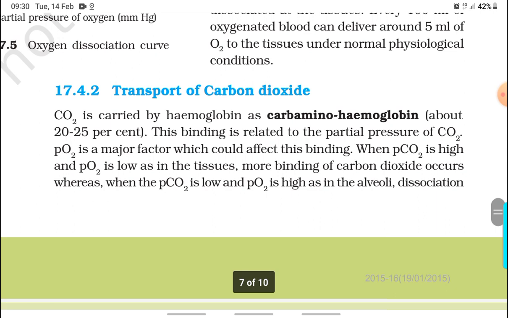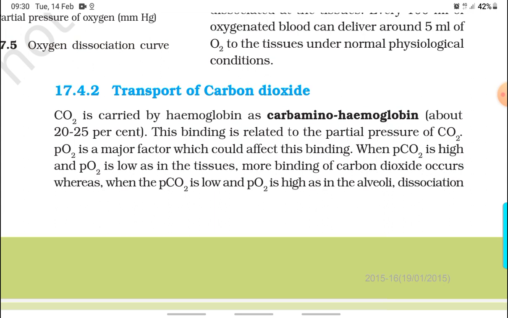Transport of carbon dioxide. Carbon dioxide is carried by hemoglobin as carbaminohemoglobin, about 20 to 25%. This binding is related to the partial pressure of carbon dioxide. Partial pressure of oxygen is a major factor which could affect this binding.